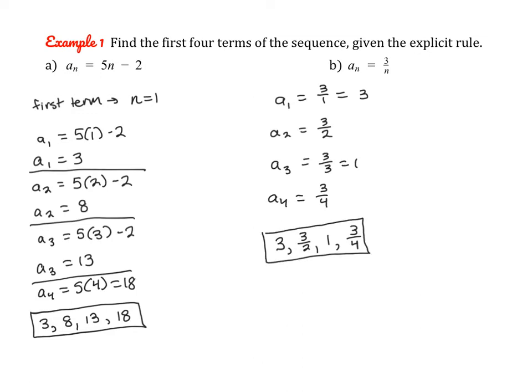So again, notice for these explicit rules, the rules are written in terms of n, which is the relative position in line. This is when n is 1, this is when n is 2, this is when n is 3, and this is when n is 4.